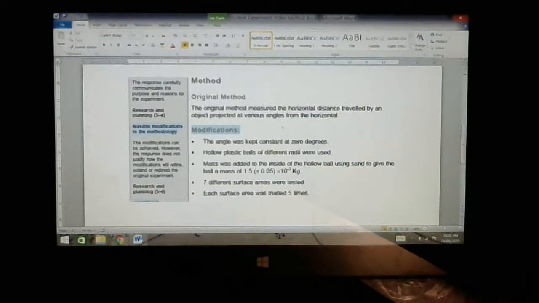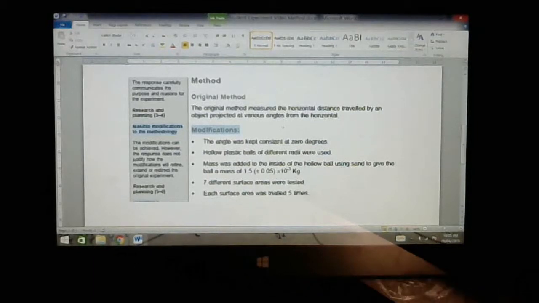Mass was added. Why? Okay? Well, to keep the mass constant, so mass wasn't affected. 7 different surface areas were tested. Why? Okay? So all you've got to do is give a bit of justification as to how this will refine, extend, or redirect the original experiment. You've got to link it back to what you want to achieve.